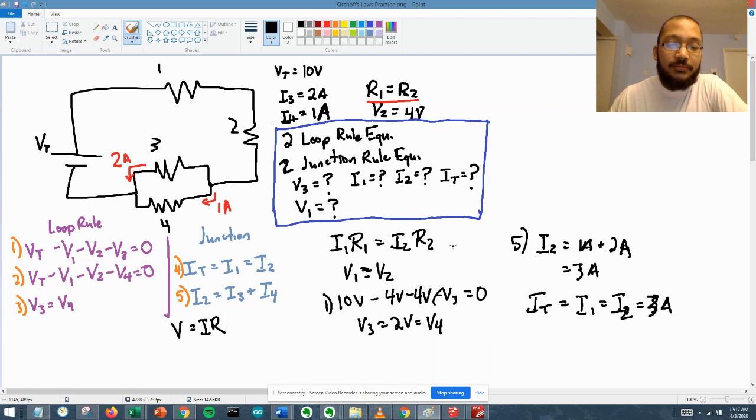You can also see how, now that I have the current through resistor 4 and the voltage across resistor 4, I can solve for the resistances if I want to. Also, you have I1 and V1, so you can solve for the resistance there if you wanted to. All right, that's it for this problem.